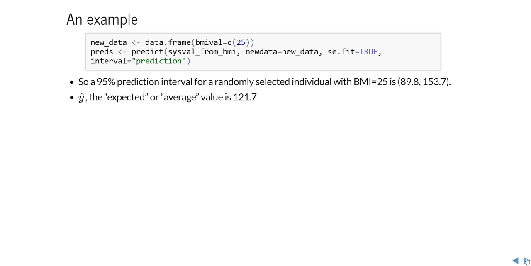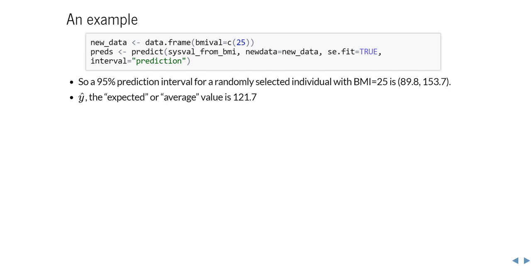So just to make this maybe a little bit more specific, I can create a prediction from R using the commands that are shown there. I create a data frame with a column called BMI val with a single observation 25, and I use a command called predict to predict the value of Y given this new data, and I tell it I want a prediction interval, and when I do that I get a prediction interval that's 89.8 to 153.7.